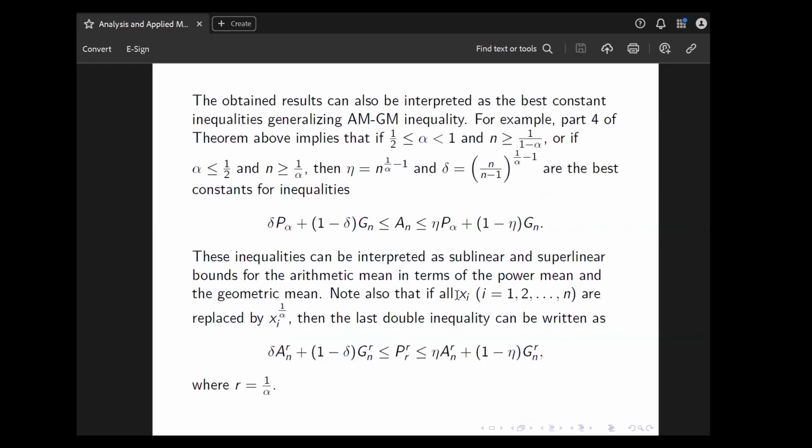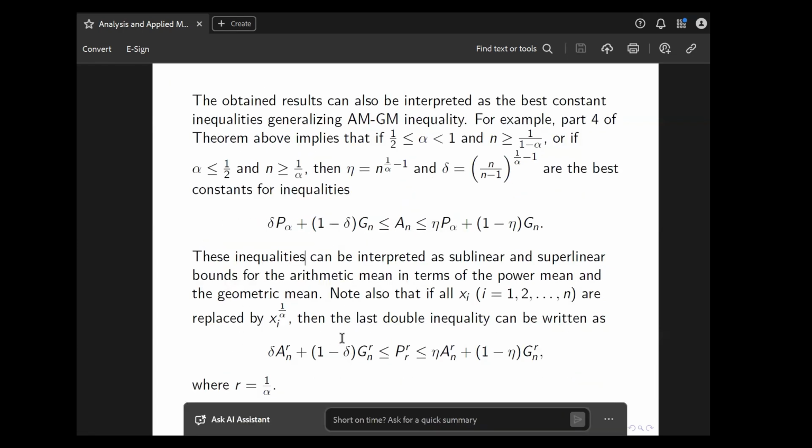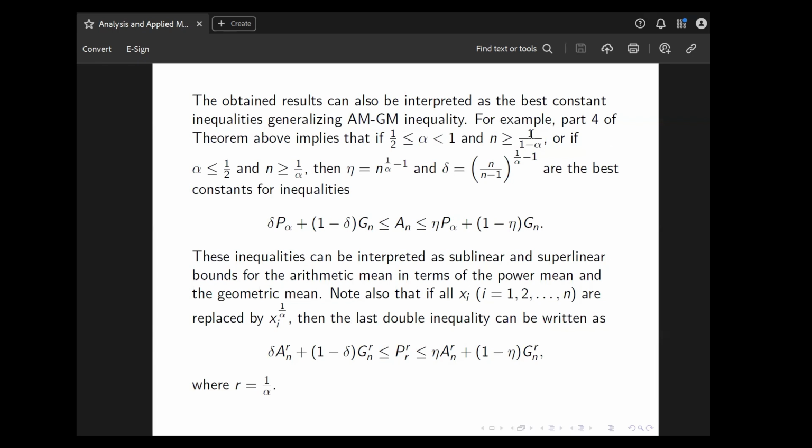So the obtained results can also be interpreted as the best constant inequalities, generalizing the arithmetic mean, geometric mean inequality. For example, part 4 of the theorem above can be interpreted as the following inequality. AN is greater than or equal to this combination of power mean and geometric mean, and less than or equal to this combination of power mean and geometric mean.